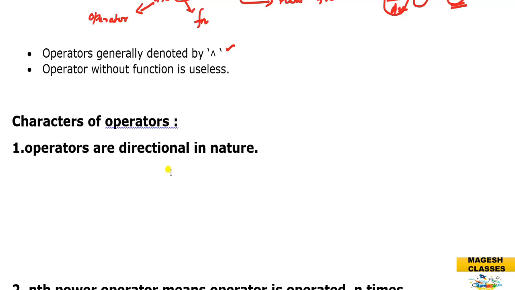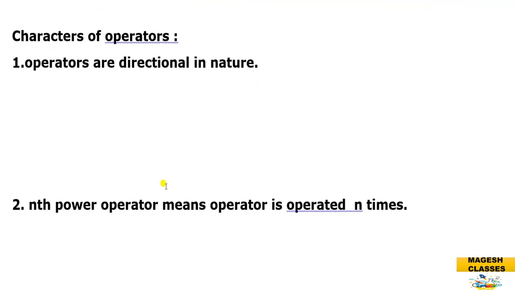Now the characters of operators. The first one: operators are directional in nature. Let us consider this operation, d by dx of x cube. What is the value? The value is 3x squared. Some simple operations you have to know. That is a differentiation formula: d by dx of x power n is equal to n into x power n minus 1. By this, the value is 3x squared.